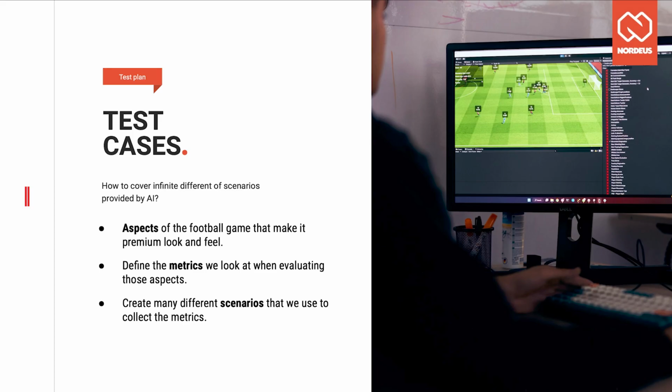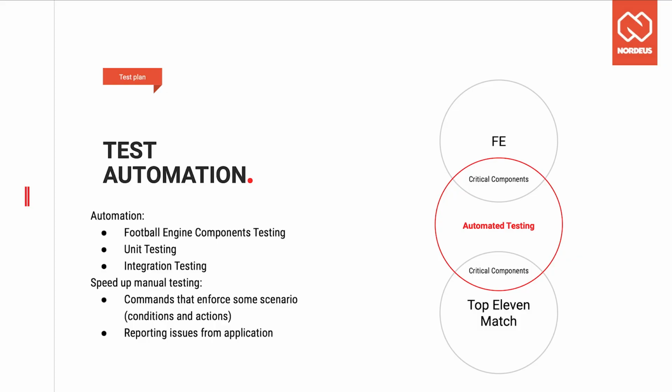Then, using the metrics and logs, we define the metrics that we will look into when evaluating those aspects. And you might say, well, if there is an infinite number of scenarios where we will fetch those metrics, we will create many different important scenarios, and we will use those scenarios to collect the metrics. You can't really do it manually, so you need to automate your tests. And here goes test automation.